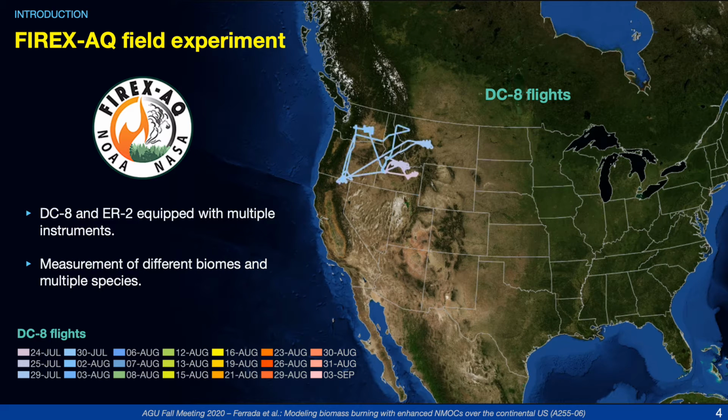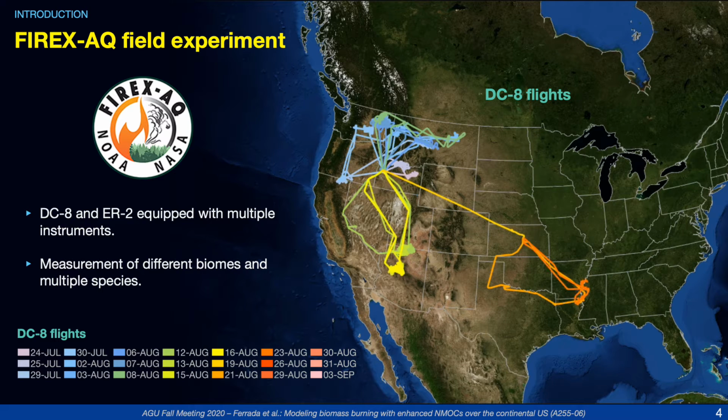These developments can sound very good in theory, but it is necessary to find a way to evaluate them. In this case, the FIREX-AQ field experiment that happened during the summer of 2019 is a great opportunity to do this evaluation. During this campaign, they used the DC-8 and the ER-2 planes with multiple instruments that measured hundreds of species that can be used to evaluate our derived hydrocarbons, or NMOCs.